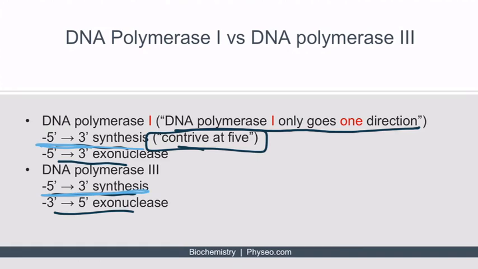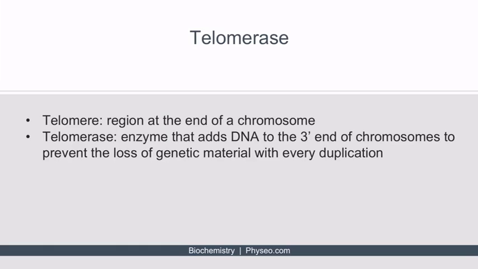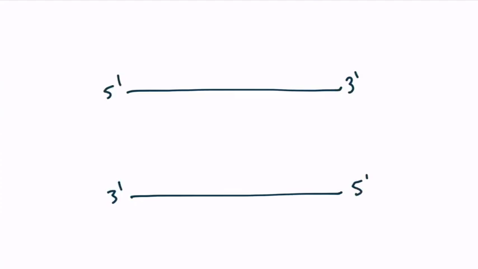With this in mind, let's discuss telomerase. A telomere is simply the region at the end of a chromosome. Telomerase is an enzyme that adds DNA to the 3' end of chromosomes to prevent the loss of genetic material with every duplication. Let's draw this out. These will represent 2 strands of DNA. So we'll draw the DNA being replicated right here.